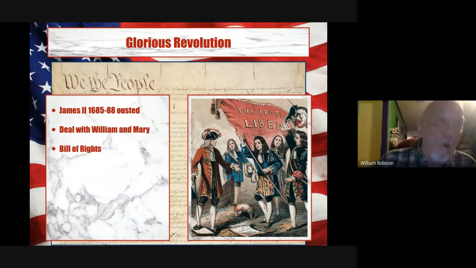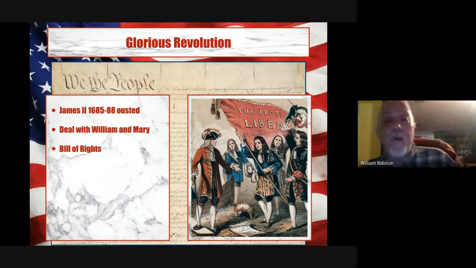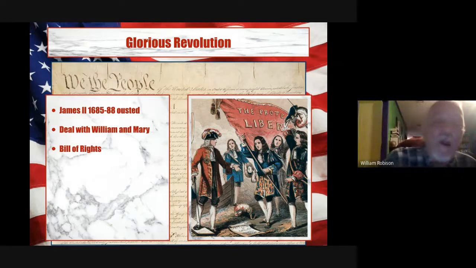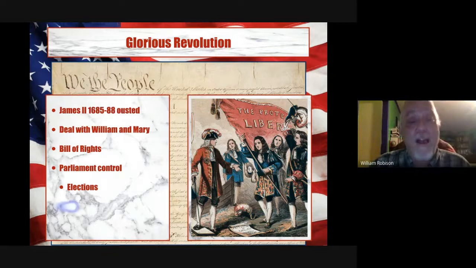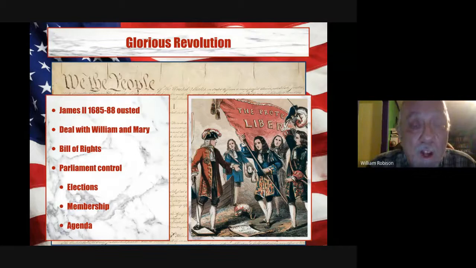Parliament made a deal with them to recognize William and Mary if William and Mary would recognize a Bill of Rights, further limiting the power of the monarch, or the executive, if you like, and further enhancing the rights of the English people. This left Parliament in more control than ever before. They now control their elections. They now control their membership. They now controlled their agenda. And within the next few years, their power grew even more.